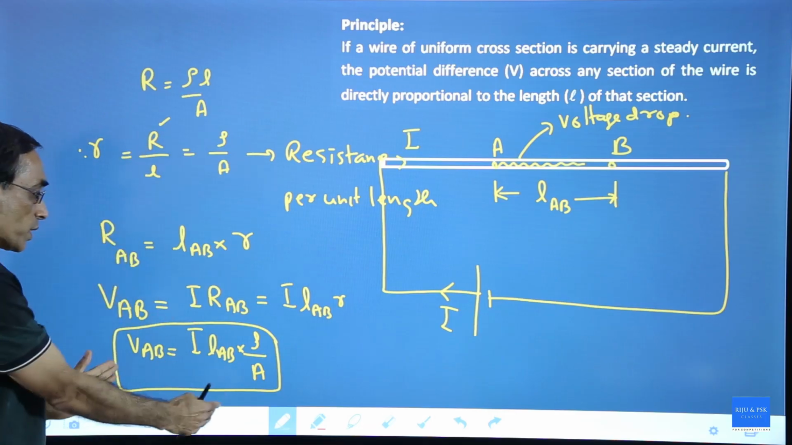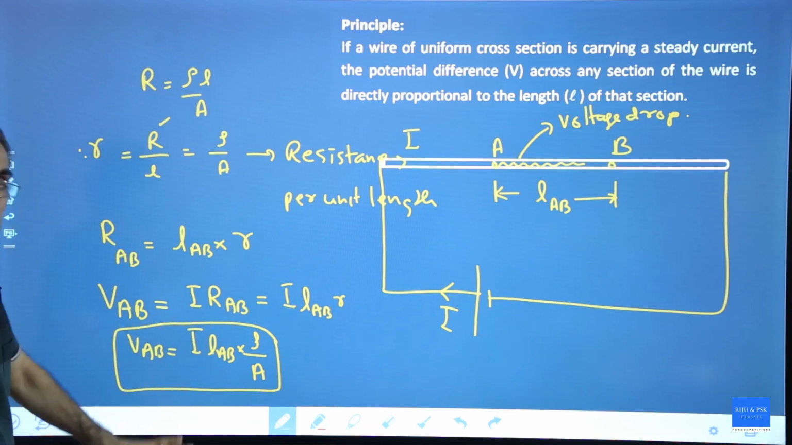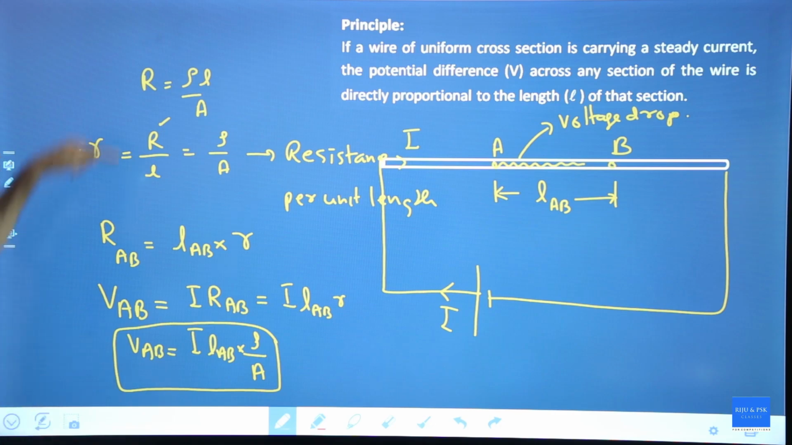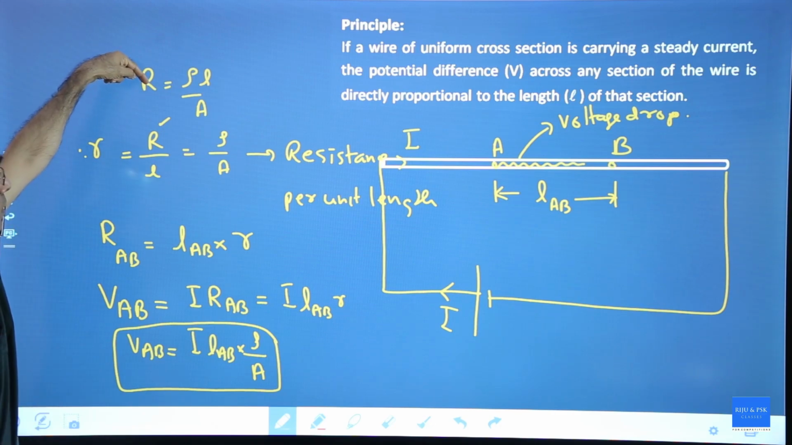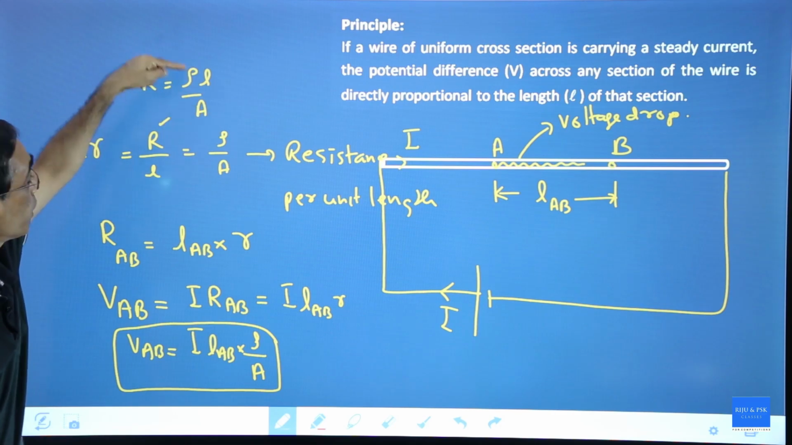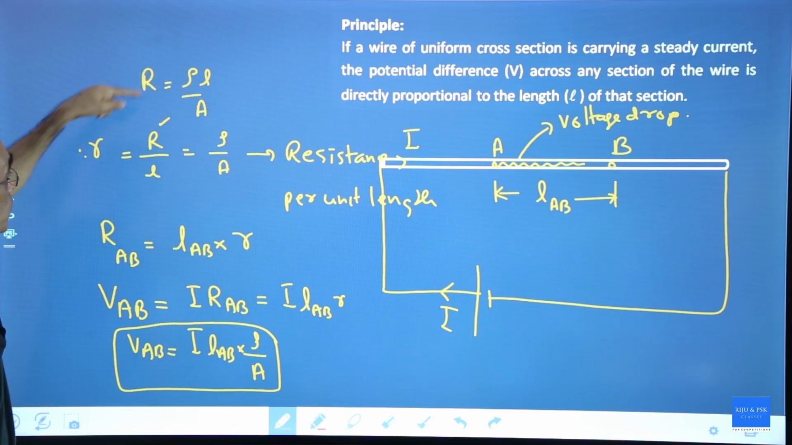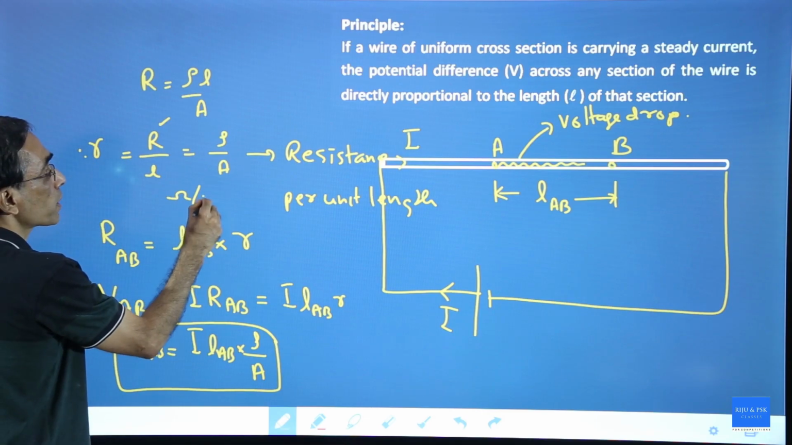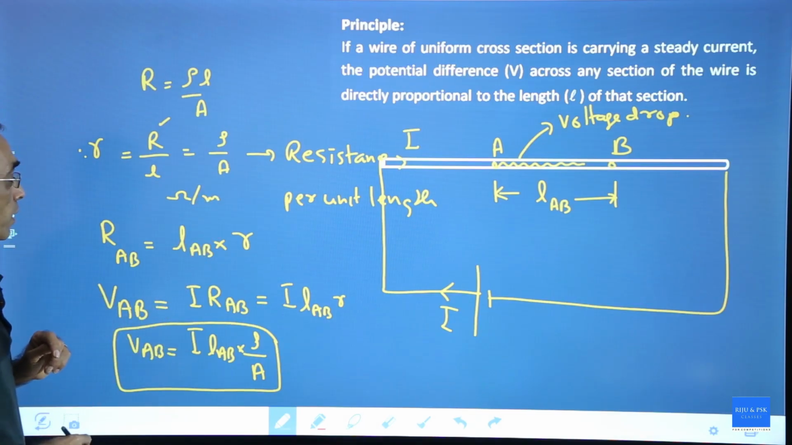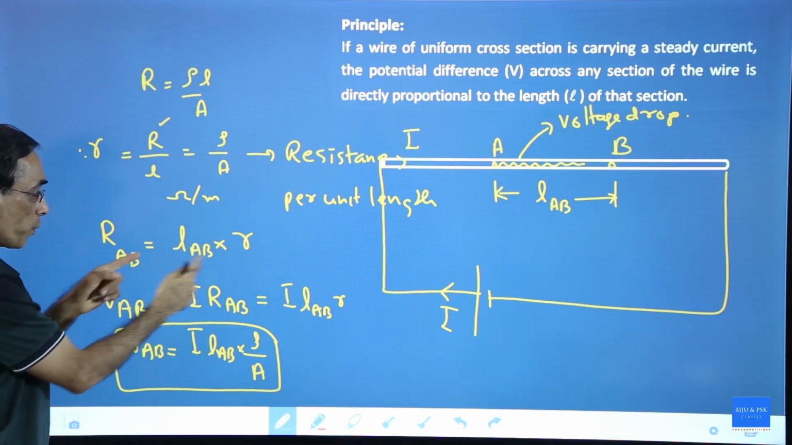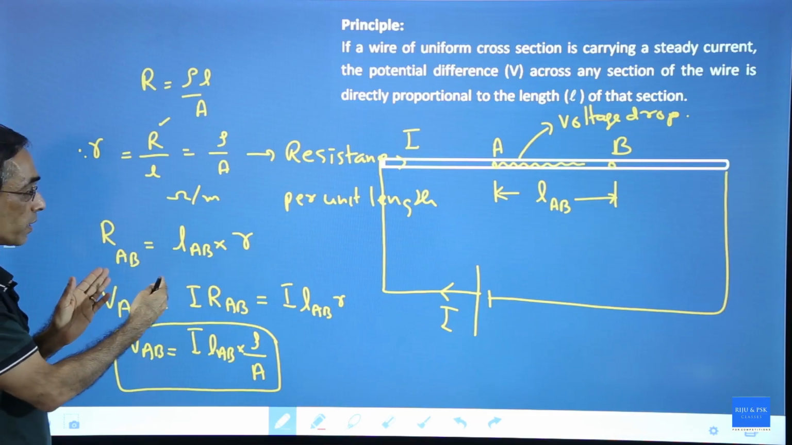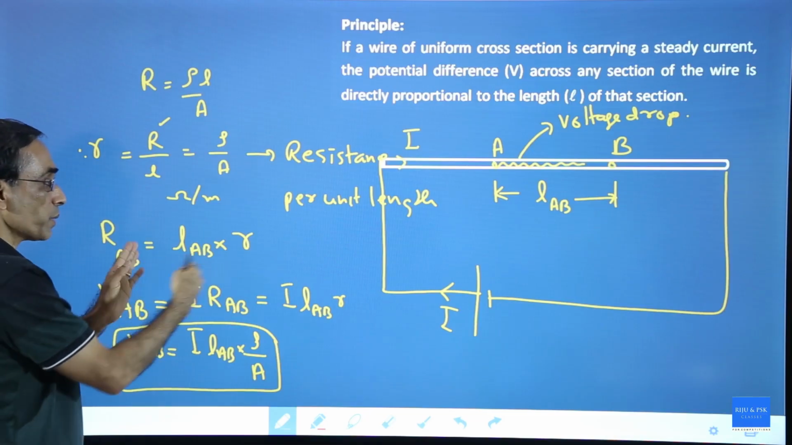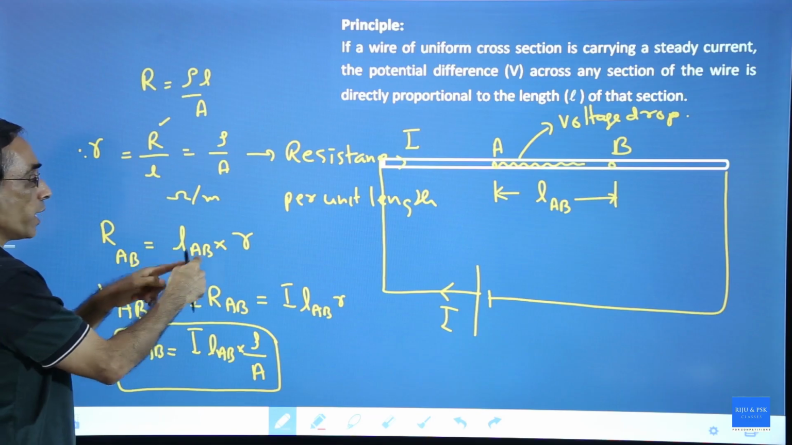So, if you have understood this much, I will erase it and tell you a new concept. Again, uniform wire, R equal to rho into L by A, with rho and A constant. That gives you R by L, the resistance per unit length. What will be the SI unit of resistance per unit length? That must be ohm per meter. And if you are given 2 points A and B, the resistance is proportional to the length between them. I can get R_AB equal to L_AB into R.